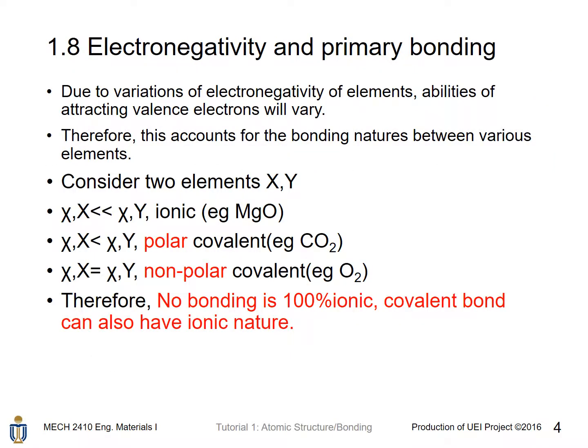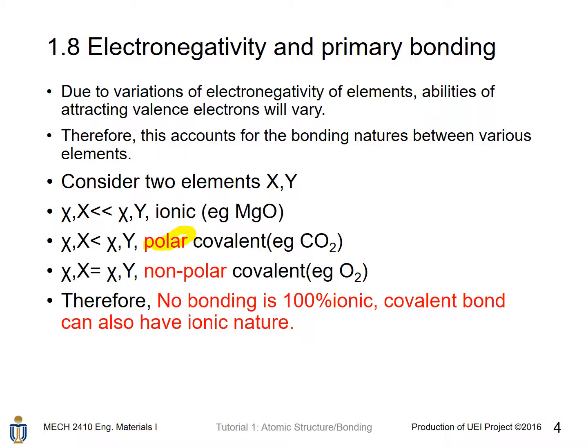Due to the variations of electronegativity of elements, the ability to attract valence electrons will vary. Therefore, this accounts for the bonding natures between various elements. Consider two elements X and Y. If the electronegativity of X is much smaller than that of Y, the bonding nature will be ionic, for example MgO. If the electronegativity of X is smaller than that of Y, then it is polar covalent.